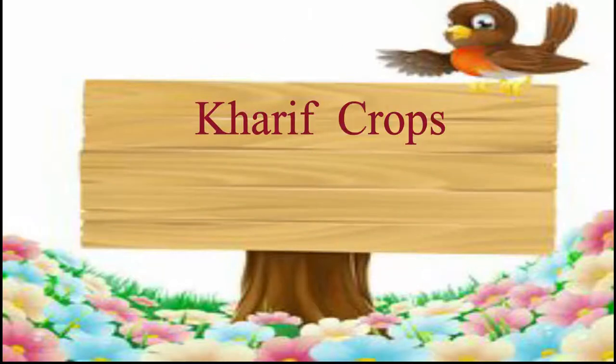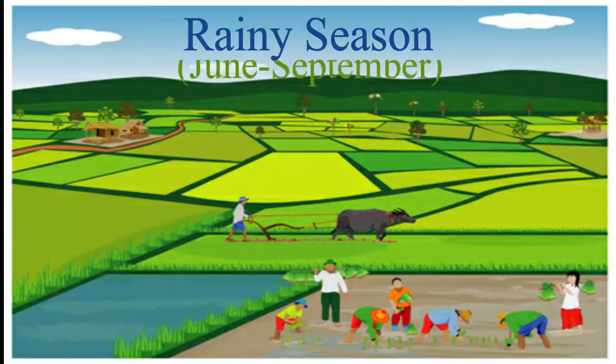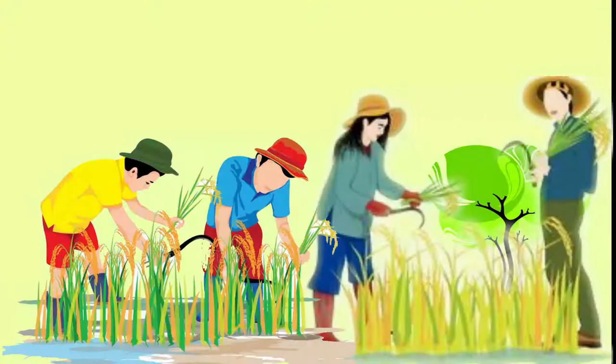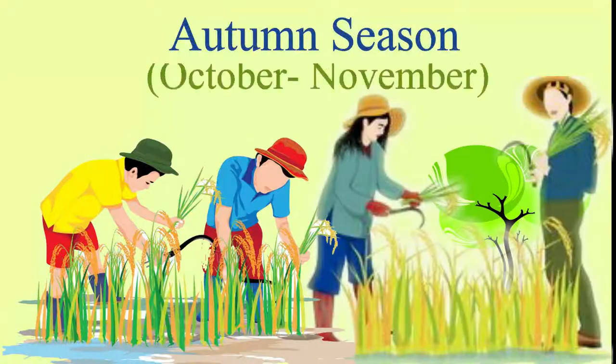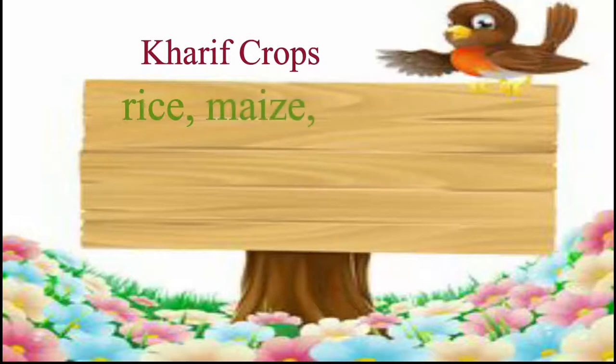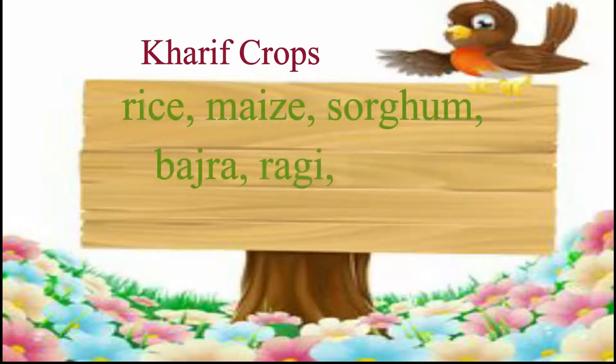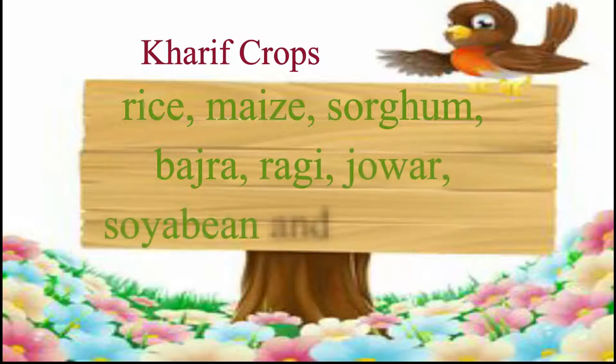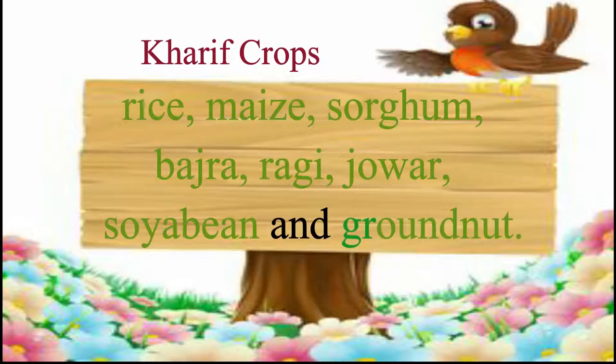Kharif crops are sown in rainy season and are harvested in autumn season. The main crops are rice, maize, sorghum, bajra, ragi, jowar, soybean, and groundnut.